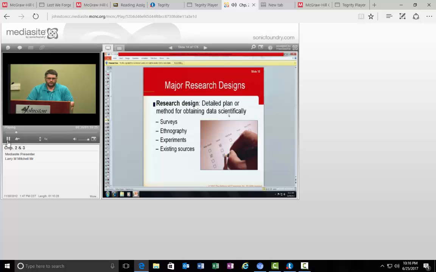Now, some of the major ways to collect data are listed here. This is another prime example of something that's really important here in the chapter. Surveys, ethnography, experiments, and existing sources or a literature search. And again, with time, these things have been improved. Some are more time consuming than others. There's an issue of validity and reliability with these again.